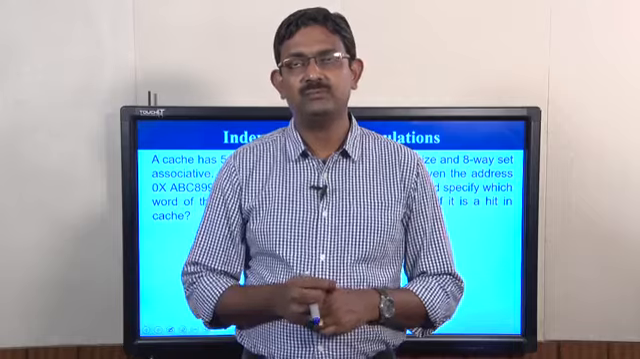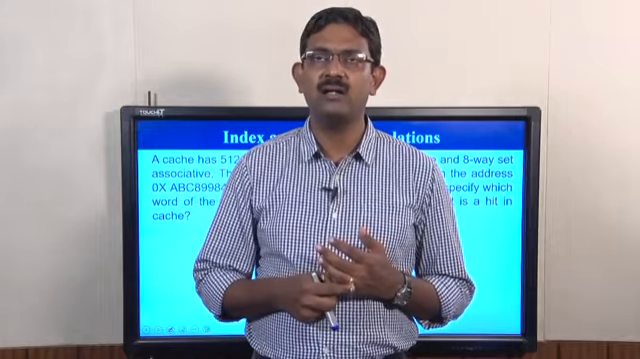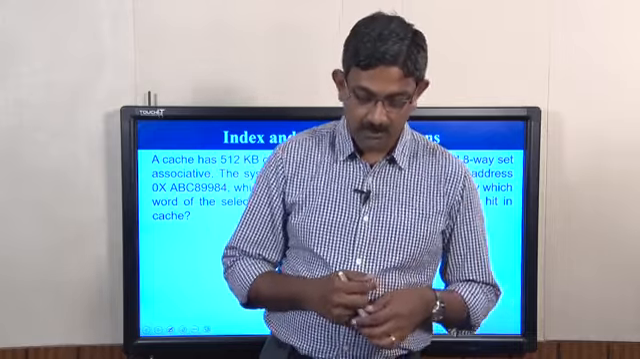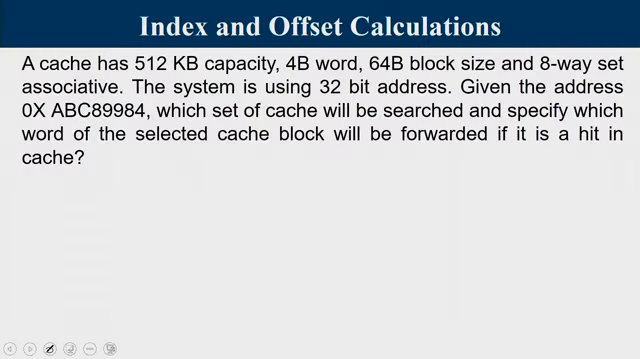Let me now draw your attention to a small numerical problem which will help you in understanding these cache tag, index and offset concepts. Consider a cache that has 512 kilobytes capacity, 4 byte word, 64 byte block size and 8 way set associative. The system is using a 32 bit address. Let us imagine the address 0xabc89984 is being given by the processor. Now, which set of the cache will be searched to find this address, and which word of the selected cache block will be forwarded if it is a hit in the cache?